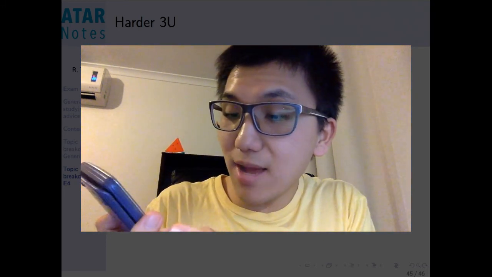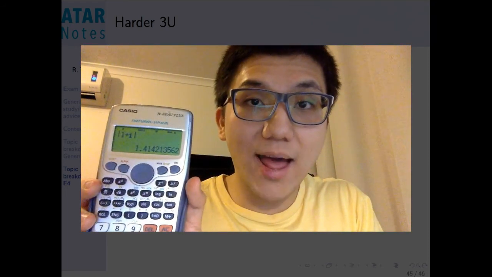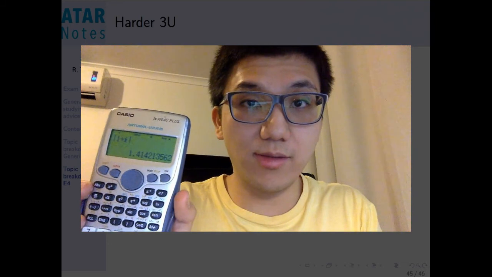I can also put it in the absolute value. If I just type it into my absolute value here like so, I will actually get square root of 2. So it's really, really fancy. And you can even go further.